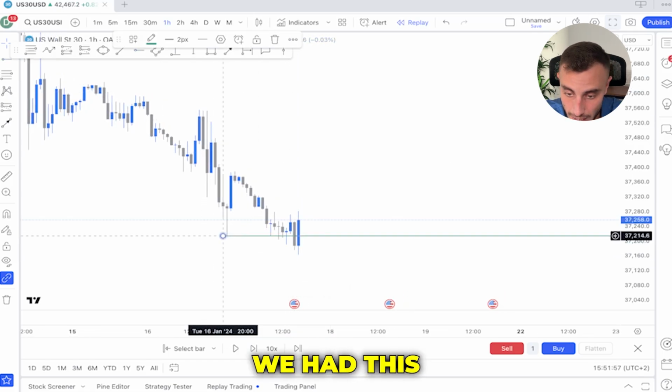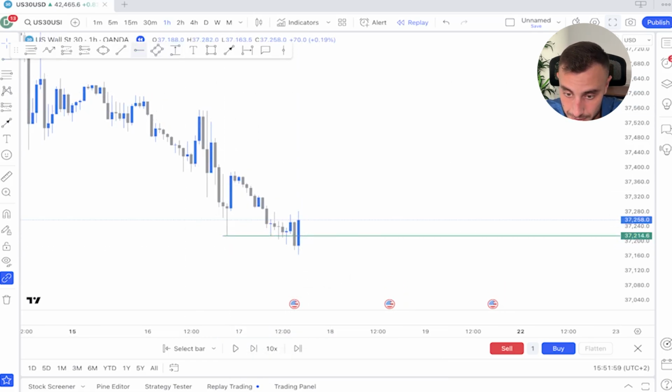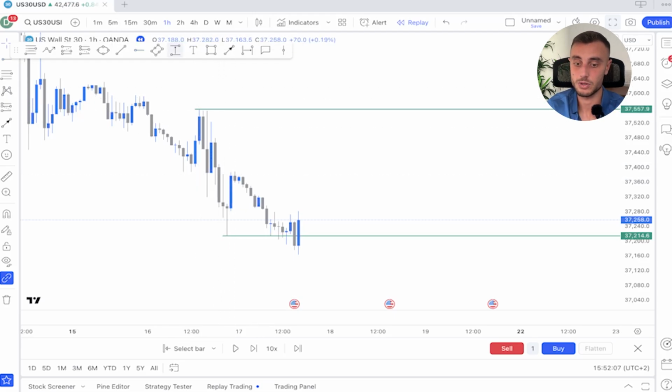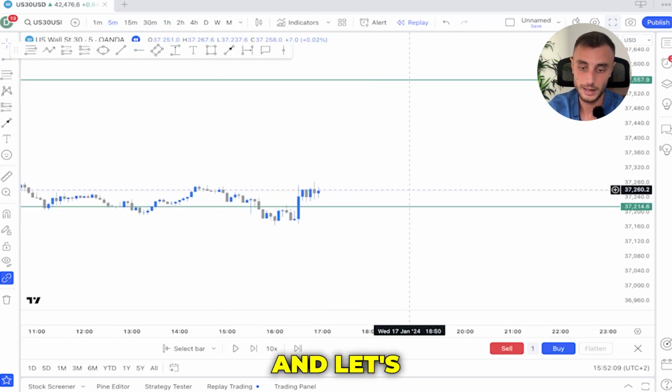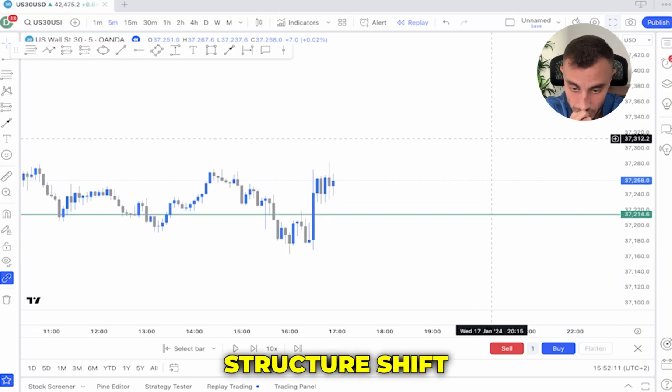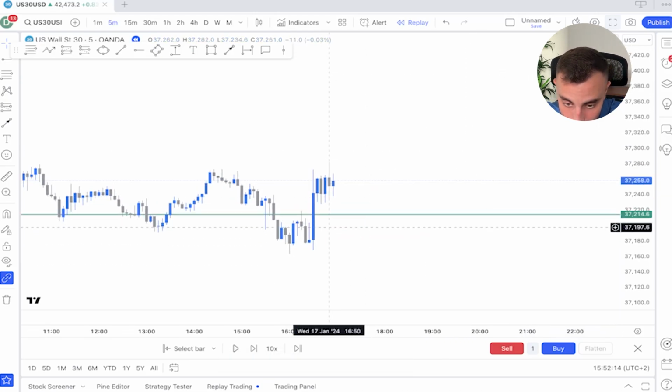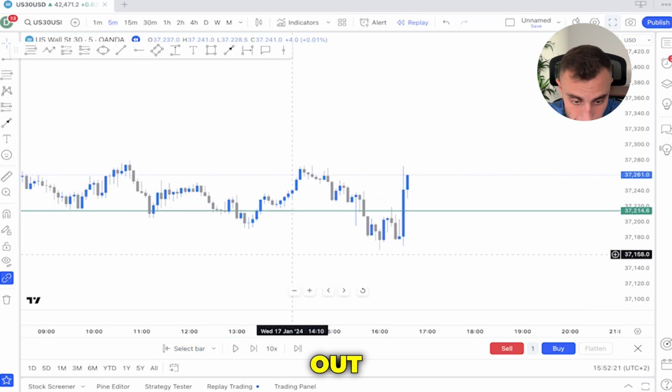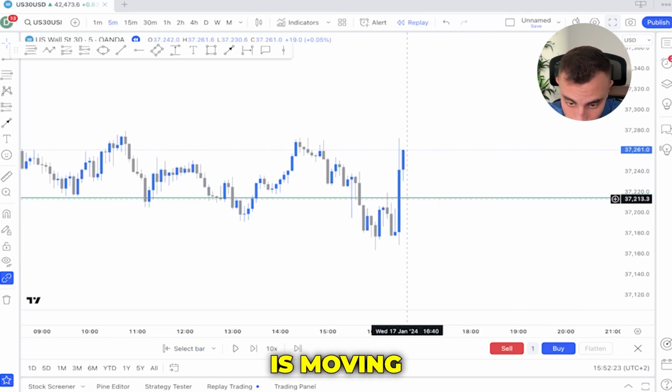So right here, we had this liquidity level that has been swept, and this one would be the upper liquidity level. So let's go on the 5 minute and let's look for a market structure shift. Oh, and we have it. We have it right here. Okay, so check this out. The price is moving to the downside.